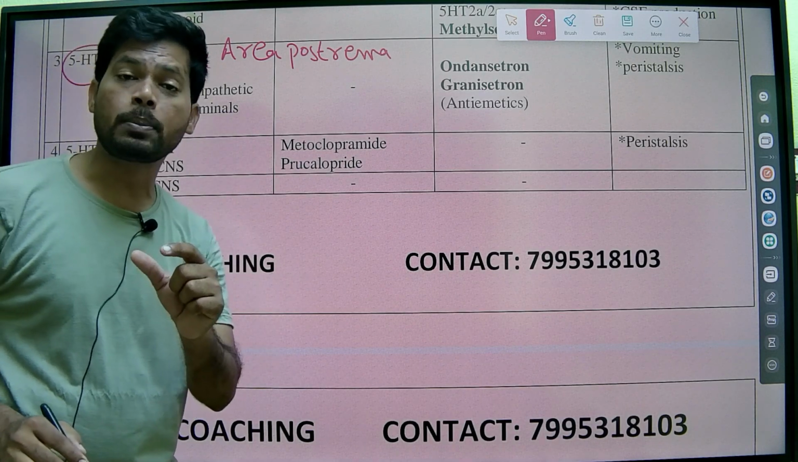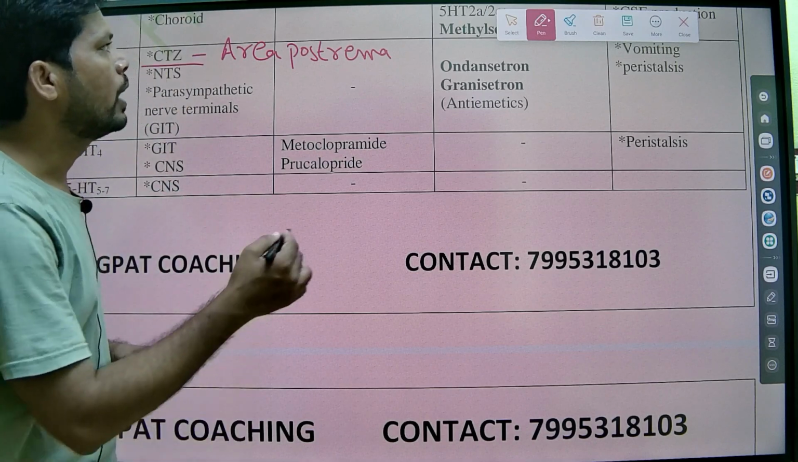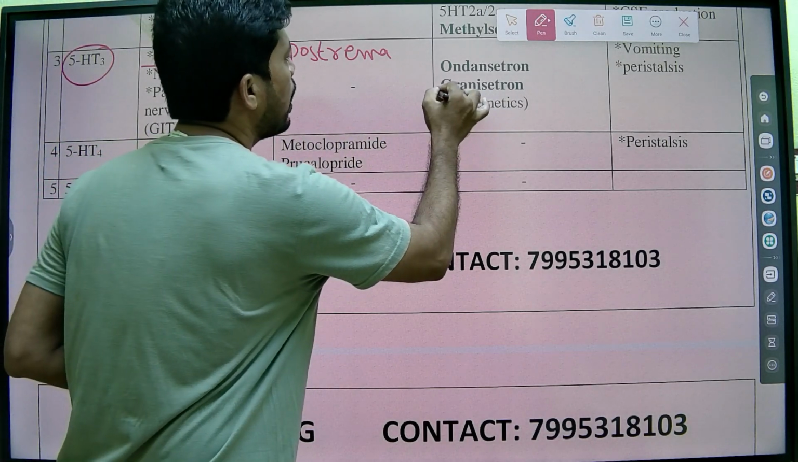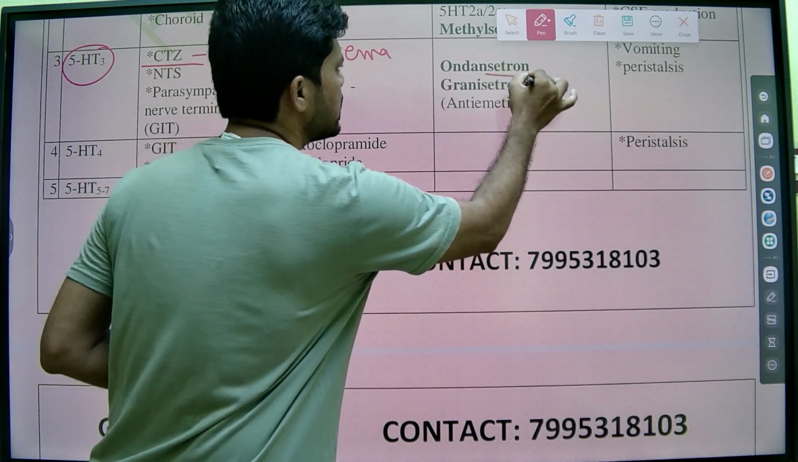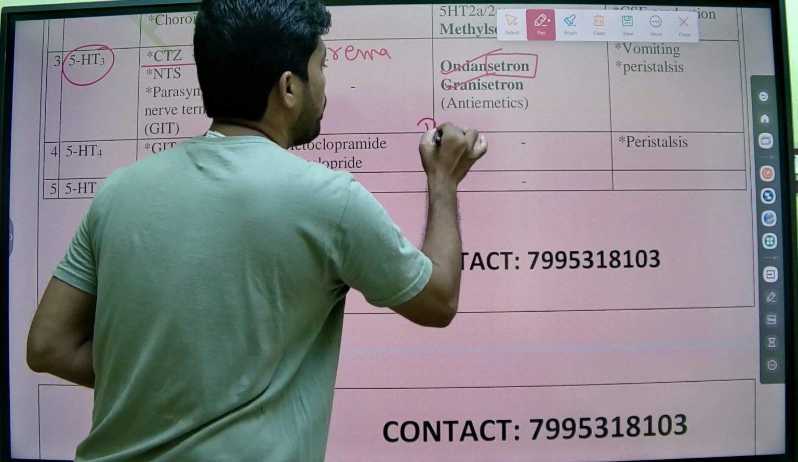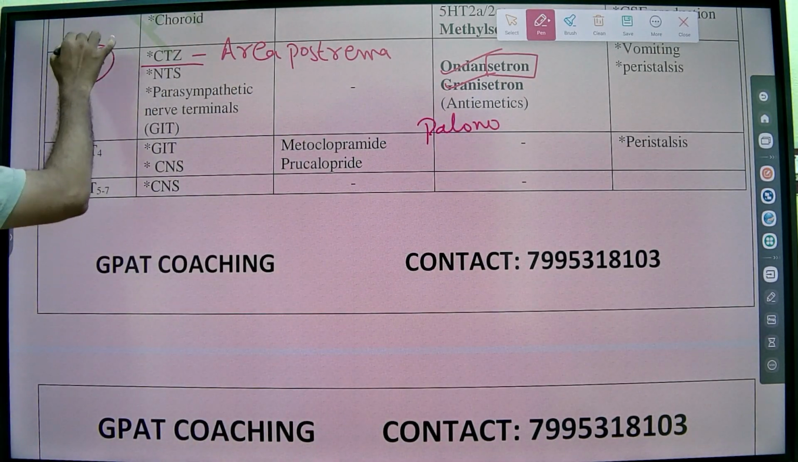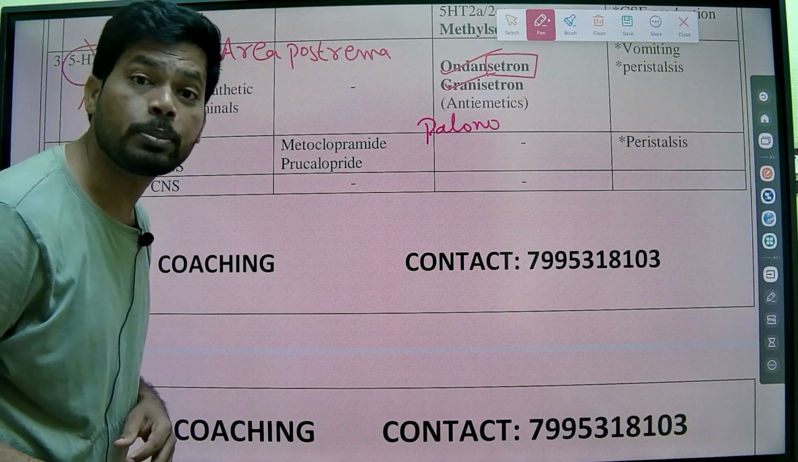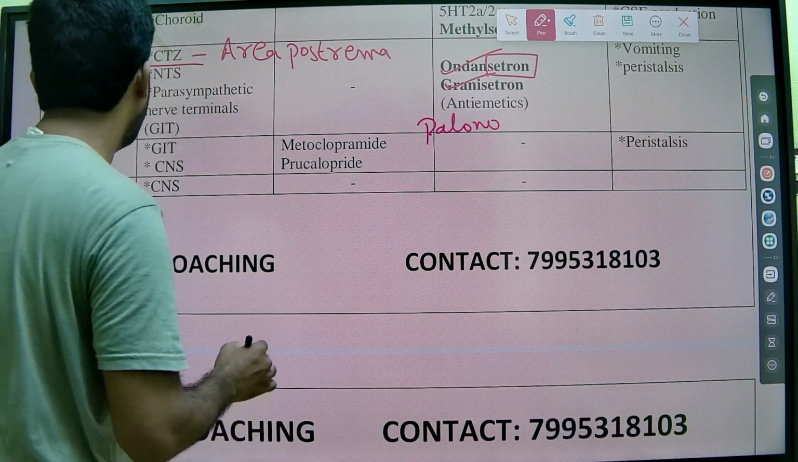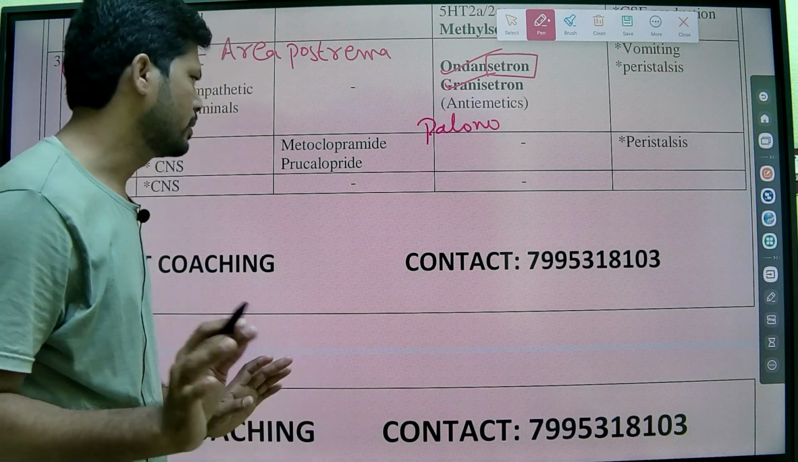And the vomiting center is present in the area postrema, that is the CTZ, chemoreceptor trigger zone. And especially drugs like ondansetron, granisetron, palonosetron, all the setrons selectively block serotonin type 3 receptors and help in the treatment of vomiting. So vomiting is produced by drugs or anything.